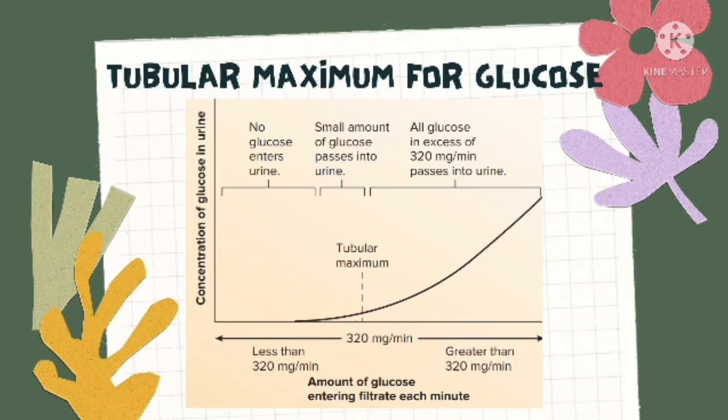And so, as the concentration of glucose increases in the filtrate, it reaches a point that exceeds the renal tubule's ability to actively reabsorb it.